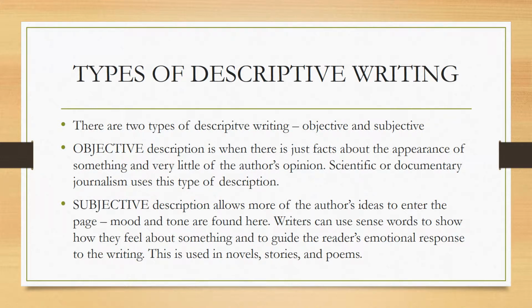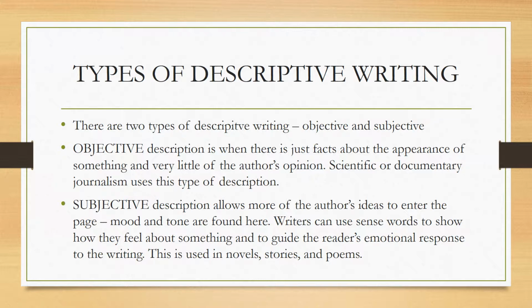There are two types of descriptive writing, objective and subjective. Objective description is when there is just facts about the appearance of something and very little of the author's opinion. Scientific or documentary journalism uses this type of description a lot. For example, in a lab report, if you're describing what you see under a microscope, you have to be exact. You can't be metaphorical, poetic, and create mood and tone here. You've got to just say what's happening under the microscope.